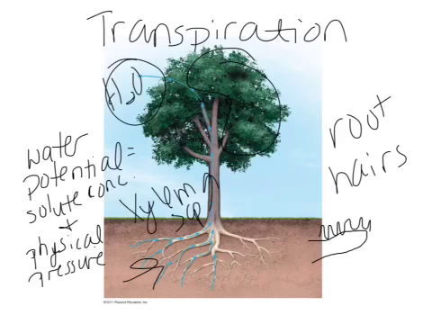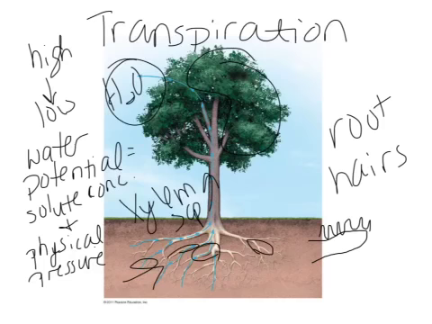And water is going to move from a high water potential to a low water potential. So water will move from a high water potential to a low water potential. So in this sense, what that tells us is inside of the roots is a low water potential. Outside in the ground is a higher water potential.